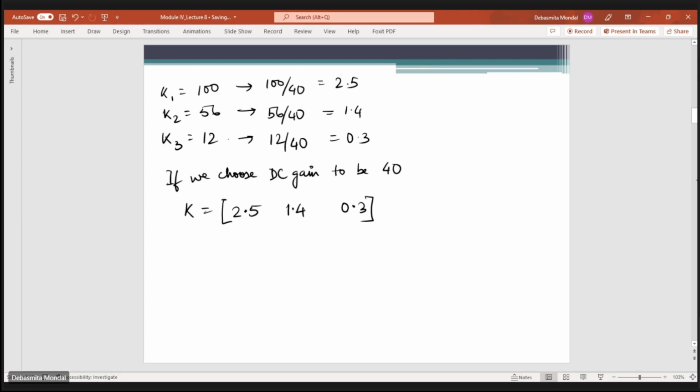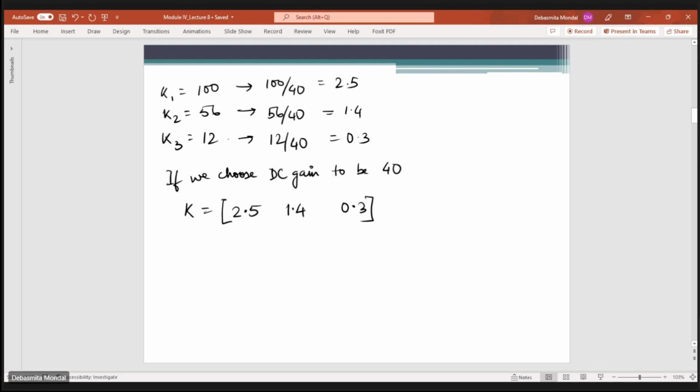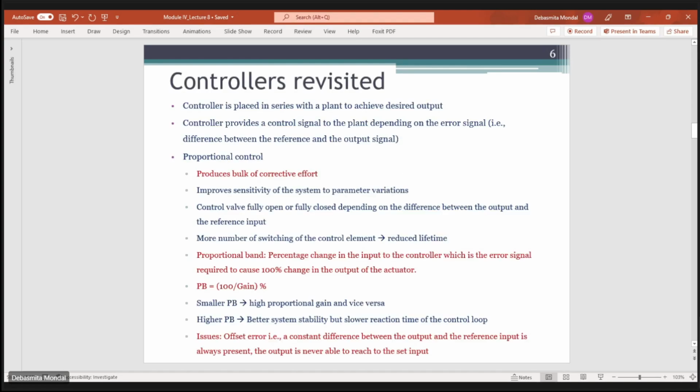Okay, so in that case you can find out what will be the final state feedback which you need to design in order to get this transfer function as the desired closed loop transfer function. Okay, so now we'll move on to another topic, or rather we'll revisit a topic which we had learned earlier. So we'll talk a little bit about the controllers.